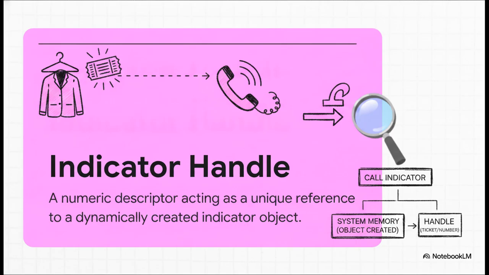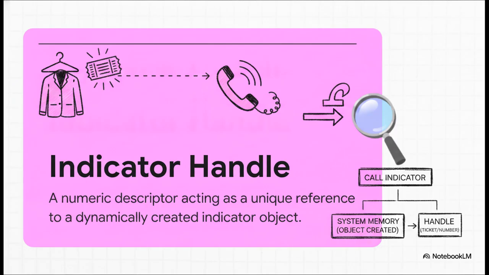In MQL5, the entire technical indicator ecosystem revolves around one absolute game changer of a concept, the indicator handle. Think of this as your VIP access pass. When you call up an indicator in MQL5, the system doesn't just instantly dump a massive array of price data into your lap. Nope. Instead, it dynamically builds an indicator object in the system's memory and hands you back a simple integer, a numeric descriptor we call a handle.